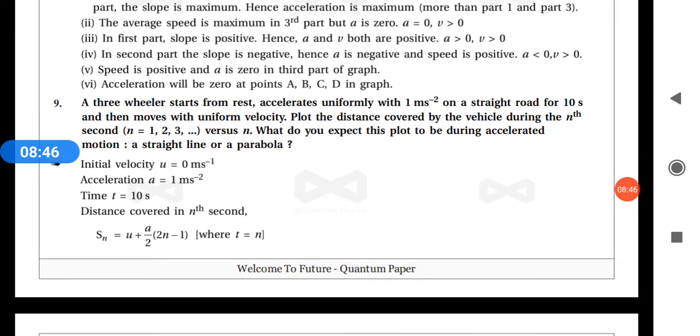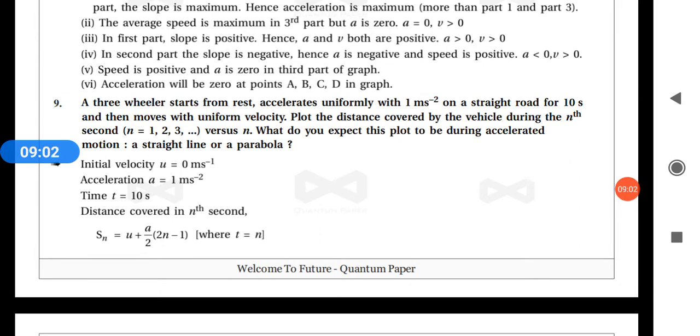Now our example number 9 is that a three wheeler starts from rest, accelerates uniformly at 1 meter per second squared on a straight line road for 10 seconds, then it moves with uniform velocity.